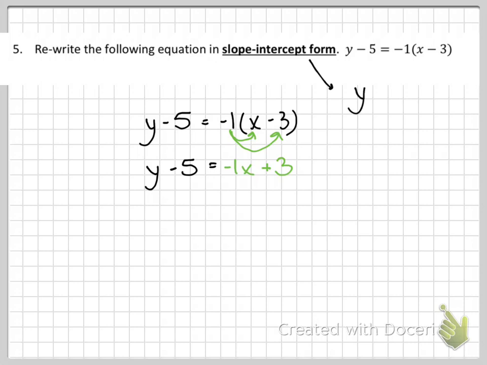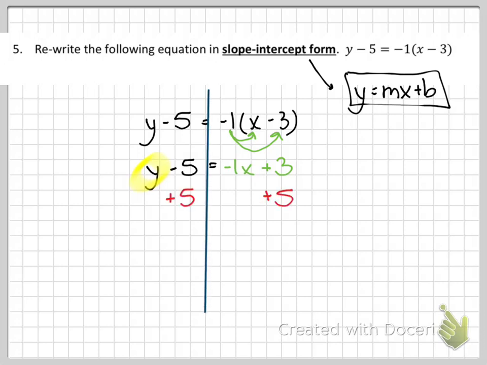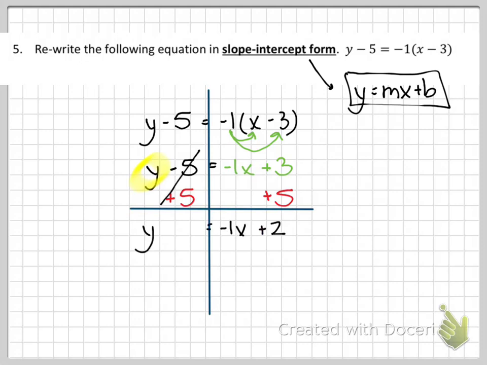Again, let's remember, what is our goal? What is slope-intercept form? Well, slope-intercept form is y equals mx plus b. What that means is that I need to isolate this y. In other words, I need to get rid of the negative 5. Get rid of a negative 5 by adding 5 to both sides. Again, I forgot to draw my vertical line. I'll do that real quick. So I bring down the y. These cancel out. So I have y is equal to negative 1x plus 2.